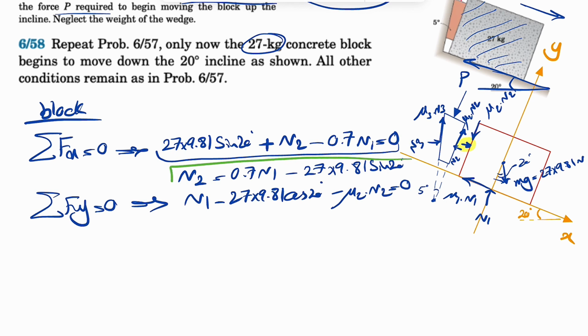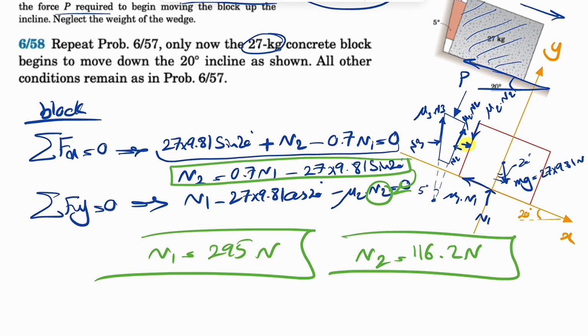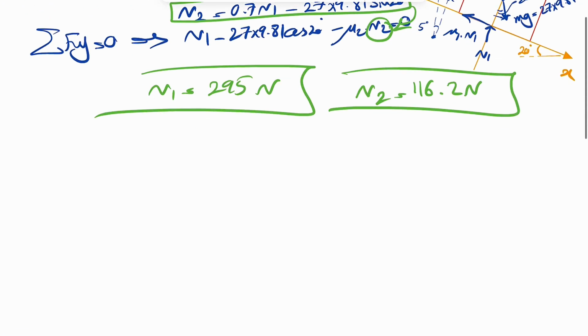And now that we have N2, we're just going to put N2 in here in the second equation, and we're going to end up with one equation based on N1, and that's going to give N1 as 295 newtons. And if we plug that into the previous equation, we're going to get N2 as 116.2 newtons. So that's how we find N1 and N2. And the last thing, we just have to go for the free body diagram of the wedge.